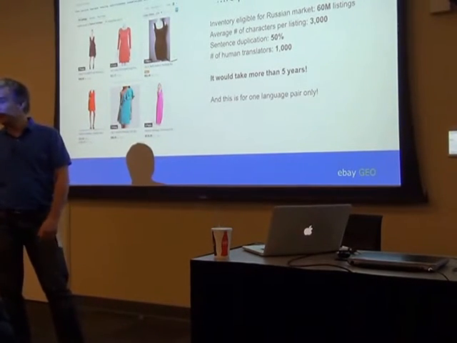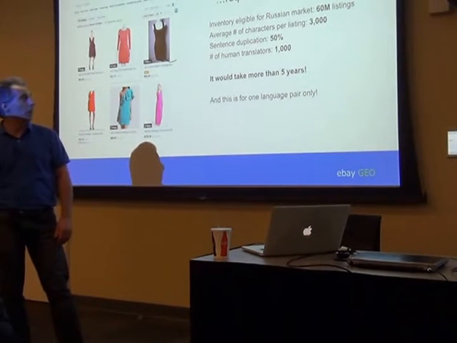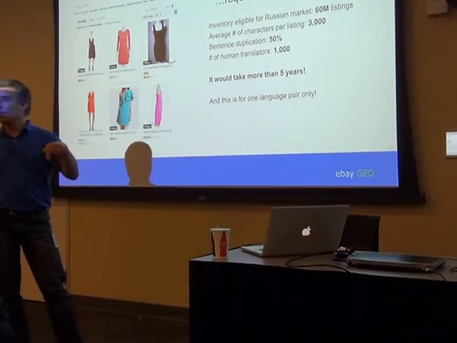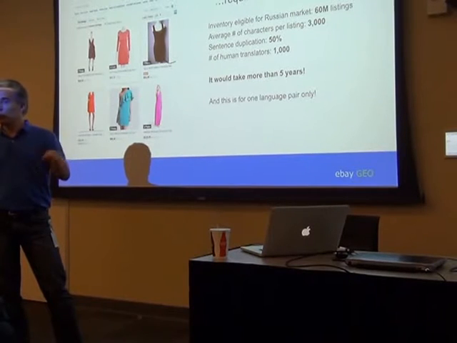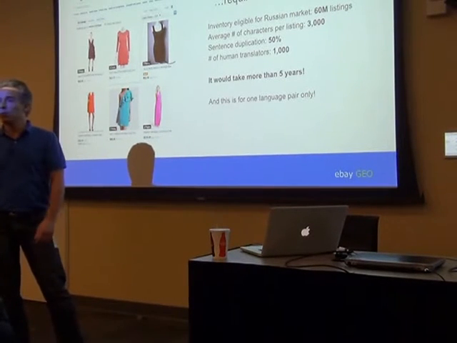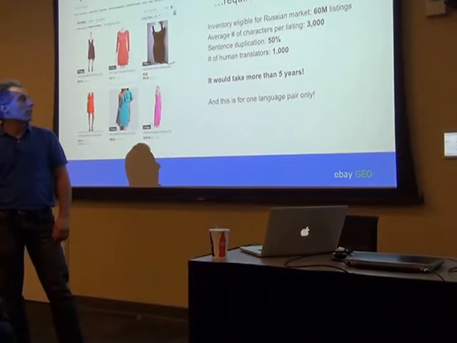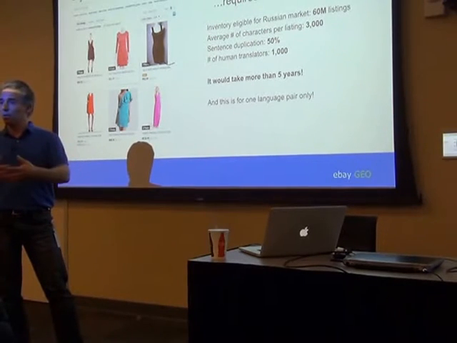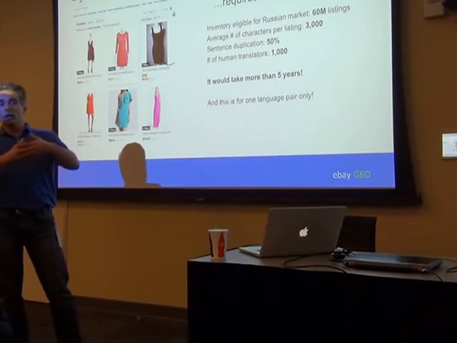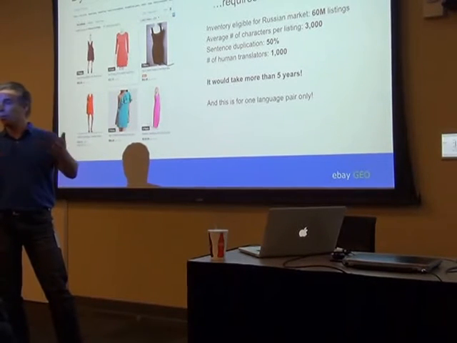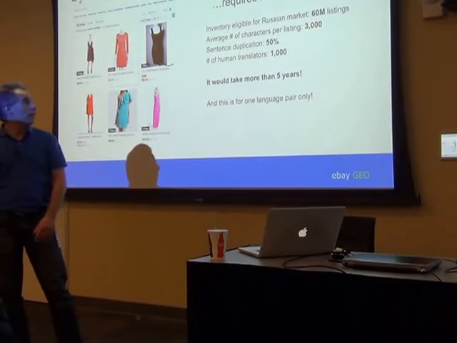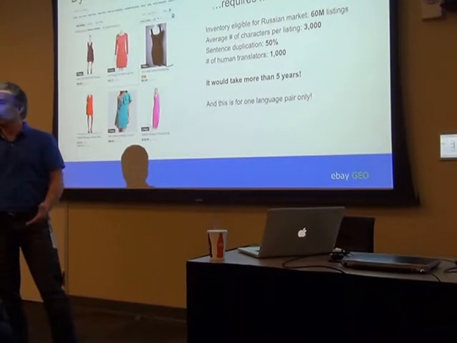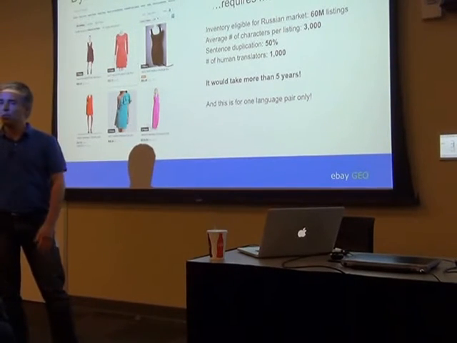So let's do the math and see what it would take humans to translate that. For instance, last year we had about 60 million US items eligible for cross-border trading into Russia. Let's assume that a listing, meaning the title of the good that the seller is listing along with a description, which is usually natural language, free-form text at eBay, is about 3,000 characters, and that we have a sentence duplication of about 50%, meaning half of the sentences don't need to be translated because they are redundant.